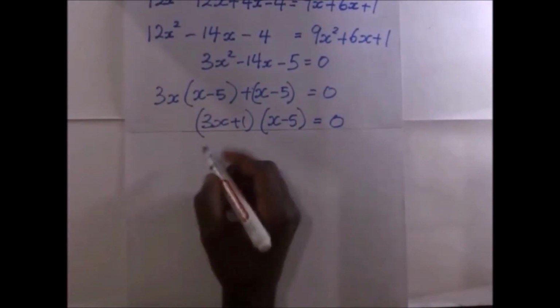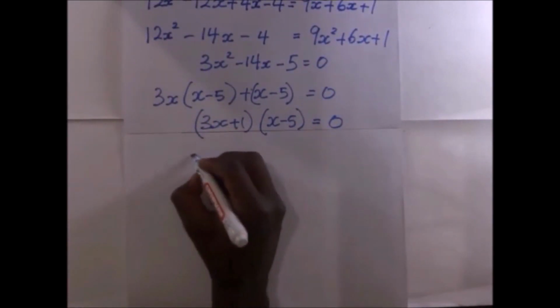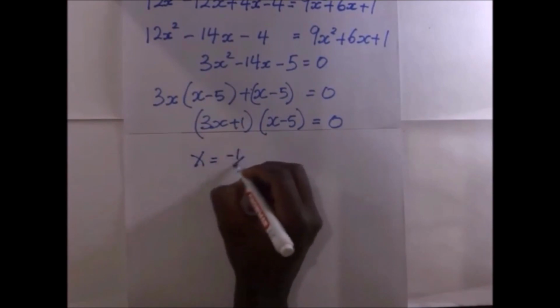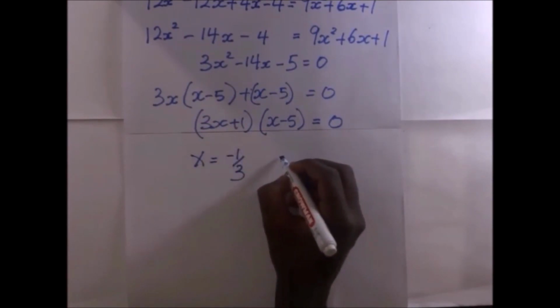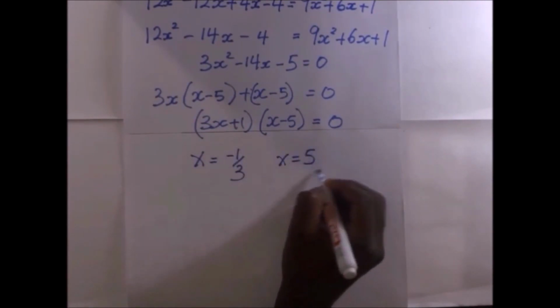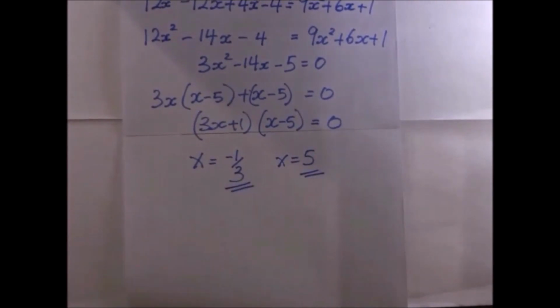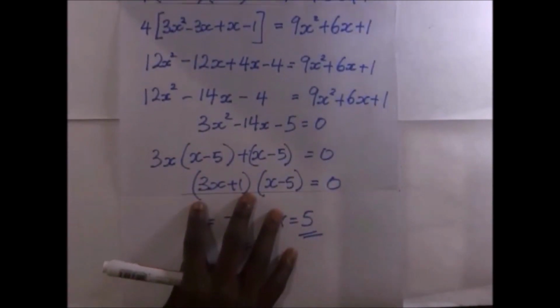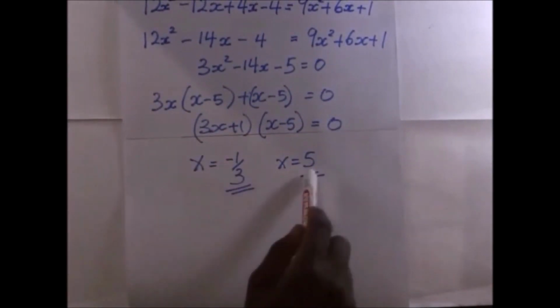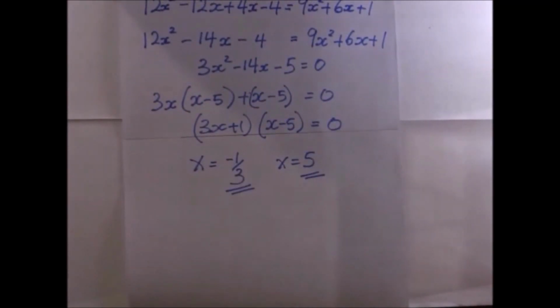So from our answers here, either x is going to be equal to negative a third and/or x is going to be equal to 5. x is one of those. So we have gotten two values of x for that polynomial. But remember, we've got two values of x for the expression in our question.